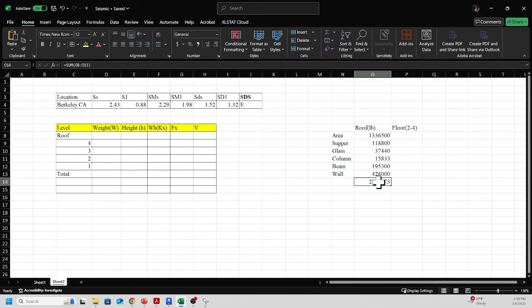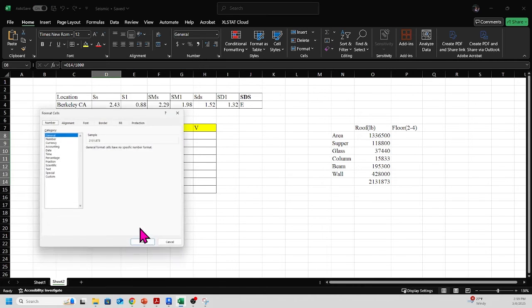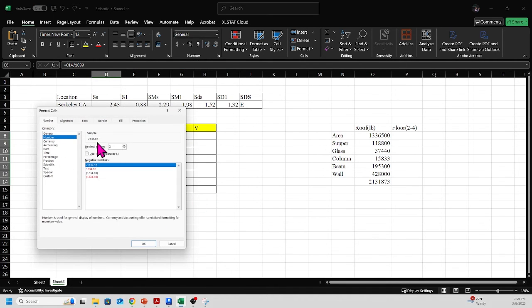So I'm going to take this number. I'm going to say roof weight is equal to this number. Let me type in equal, this divided by 1,000 to make it a kip. Enter. So it came out to 2,031 kip. It's a weight estimate, so let's format the cell, number, and just make it 0.